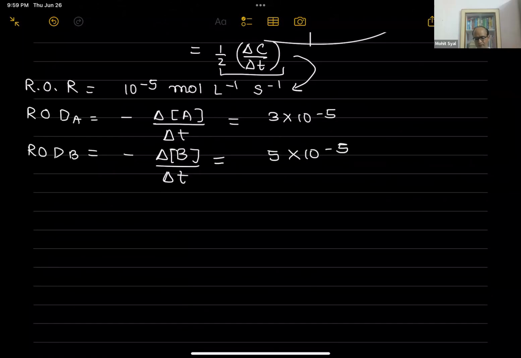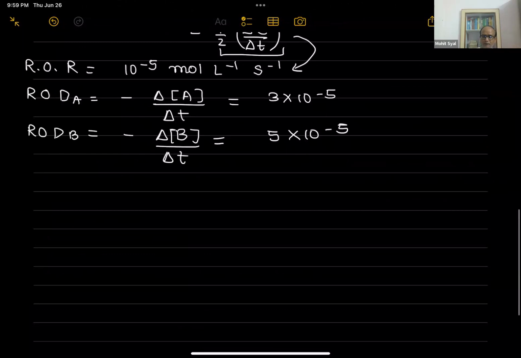So very simple, and a very important question also. Let me move to the next question. These rates are basically the rate of change of concentrations of reactant or product, and when they are divided by their stoichiometric coefficient, and you have one rate, you can get all the rest of the rates.